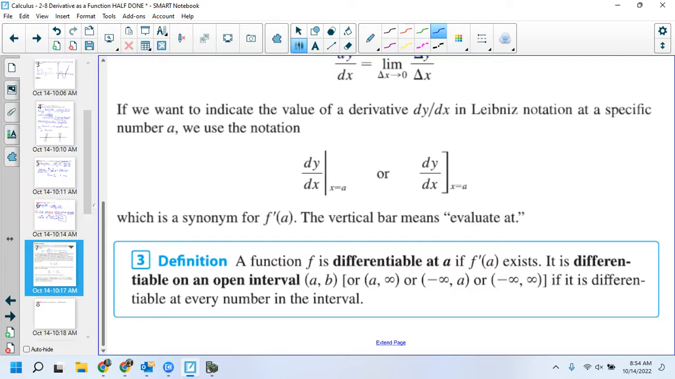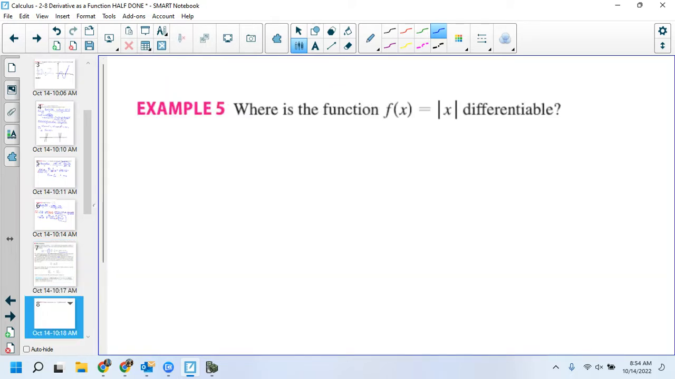Okay, so let's investigate the absolute value function. Where is the absolute value function differentiable? Well, we've really got two options for the absolute value, right? If the number's positive or if the number's negative. Okay, let's consider both cases then.